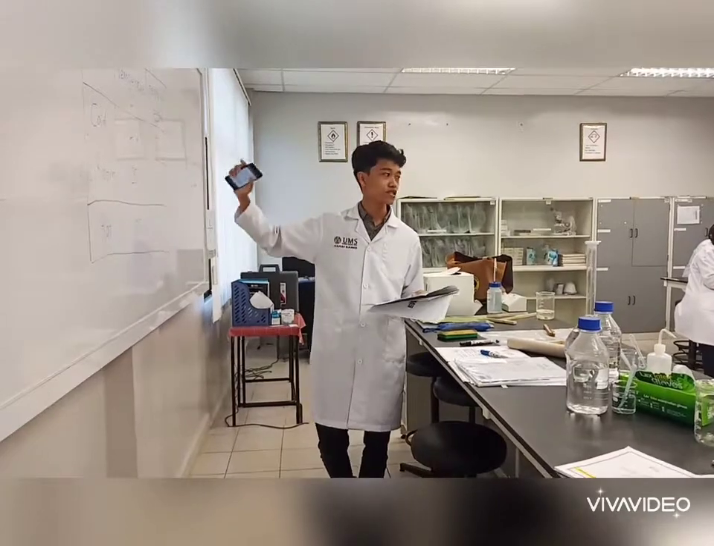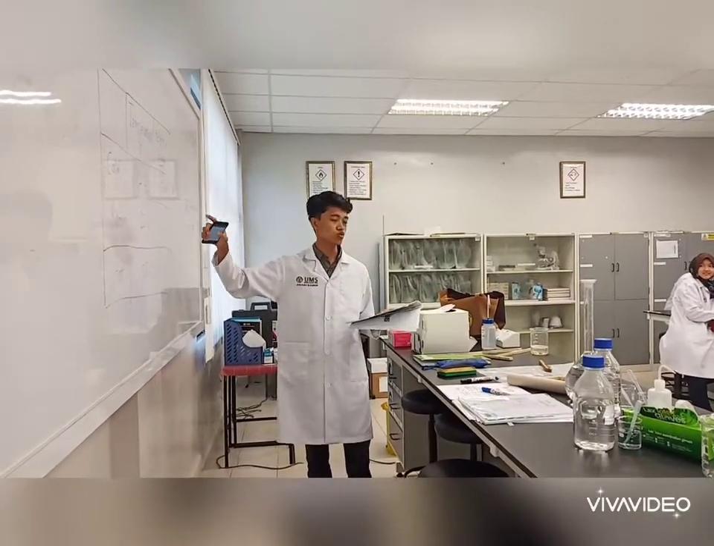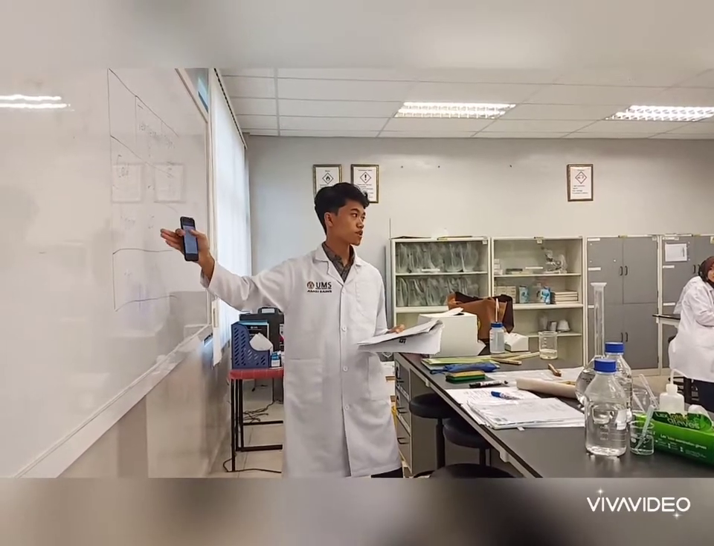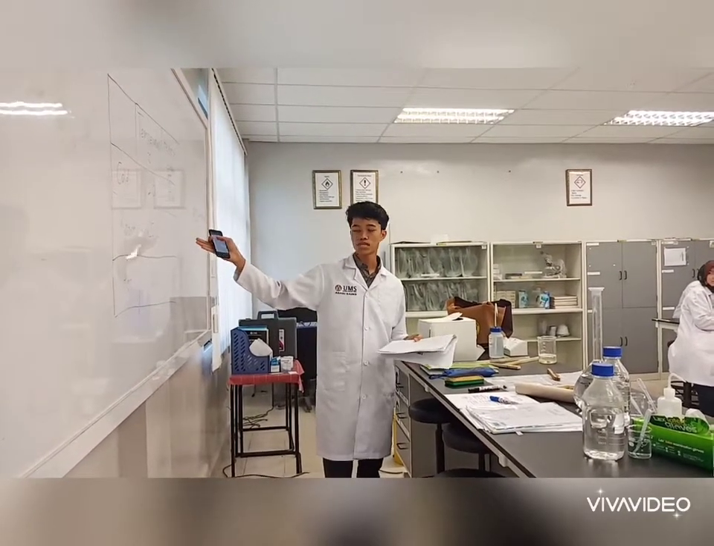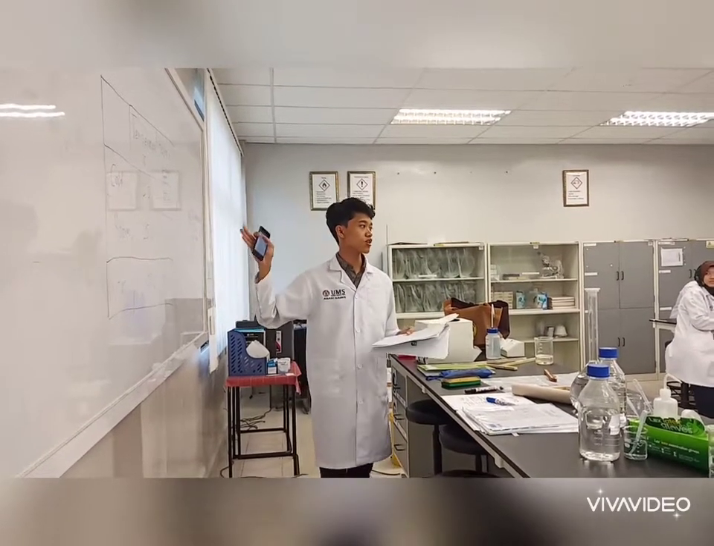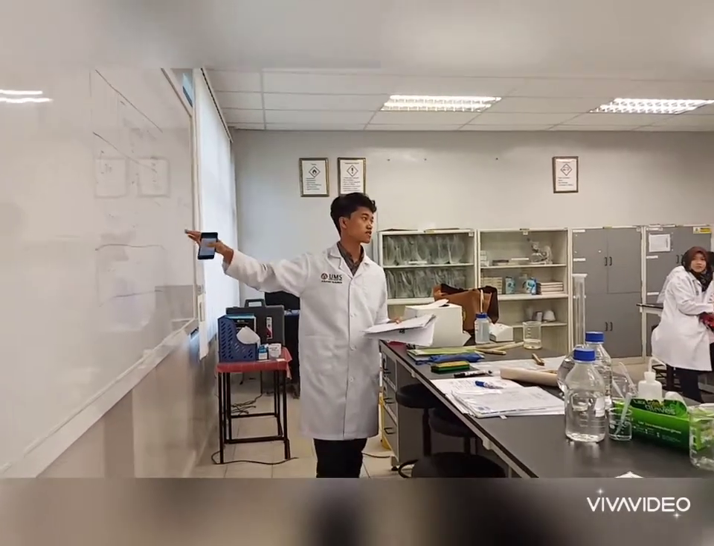Cannot process the hydrogen peroxide, which is H2O2. So the best result is for room temperature, which is 8 mm, because it is the nearest to the optimum temperature, which is 27 Celsius.